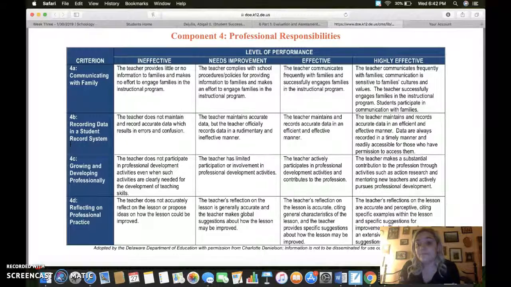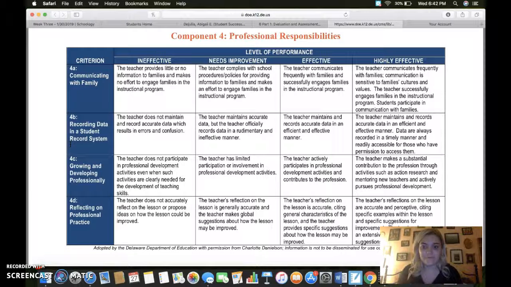Growing and developing professionally. Are you growing yourself as a teacher every year that you teach? Are you becoming different? Are you becoming more involved and are you still learning yourself? And reflecting on professional practice. This is just checking up on yourself. Are you really being the teacher that you want to be?